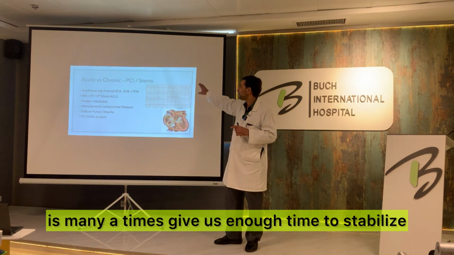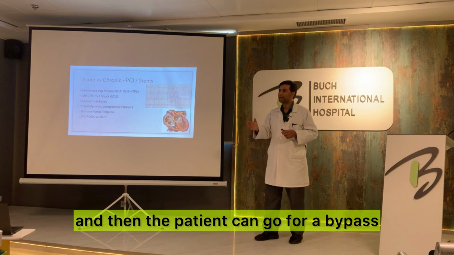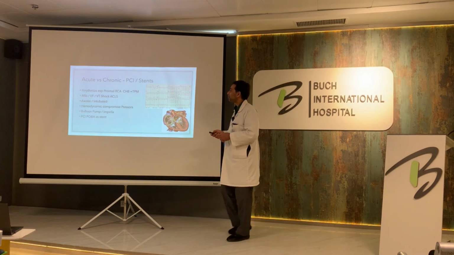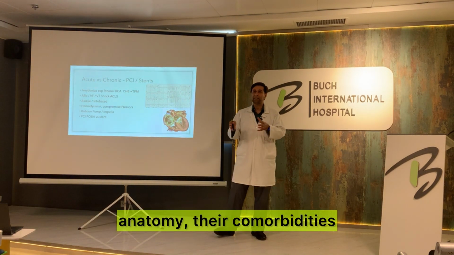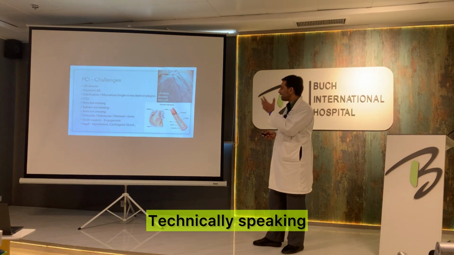angioplasty, many times gives us enough time to stabilize all these arrhythmias, the cardiogenic shock, and then the patient can go for a bypass in 3 to 4 days once they are stabilized with pressor support. So these are the things which are patient-based, their anatomy, their comorbidities, and that defines what to do.